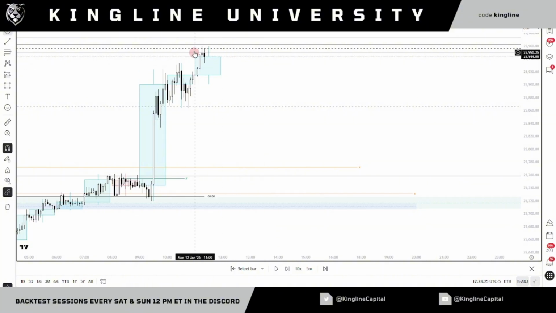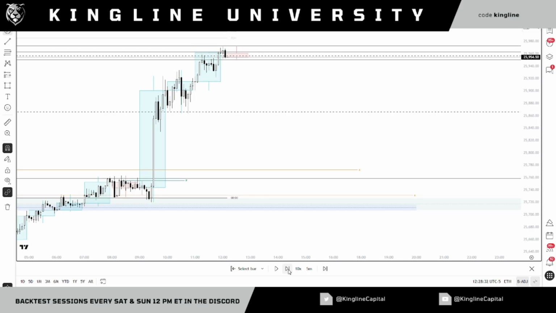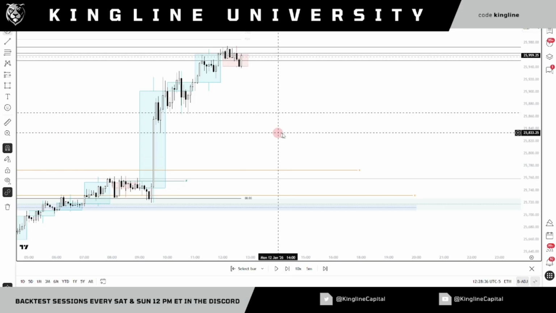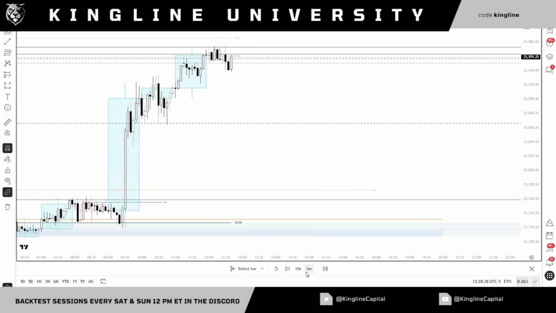Okay. So we're tapping the daily volume imbalance inside of the weekly volume imbalance. I think I remember this day. I think we stay pretty high up for a while. Of course, then it starts trading bearish as soon as I say that. Oops.